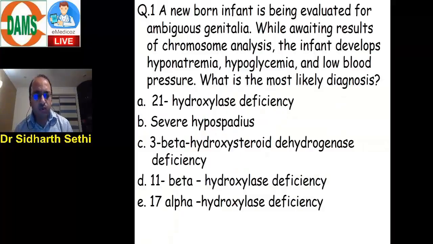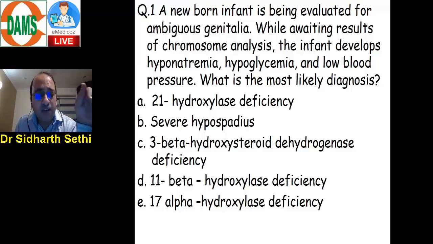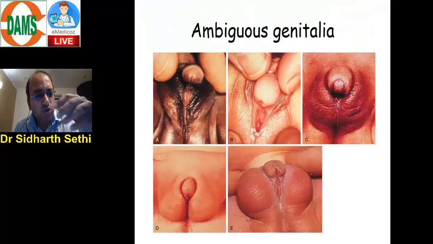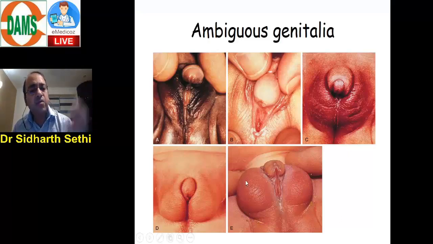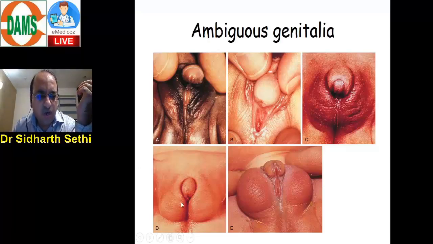Now, the first and the most important question which they'll ask in your NEETPG exam is a child with ambiguous genitalia. So you may have a child who has a phallus or a penis-like structure with absent testis. So you cannot palpate testis here. And remember, ambiguous genitalia can be anything from just fused labia to a good sized normal looking penis, with no testis, no palpable testis.